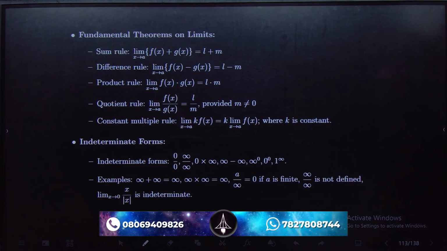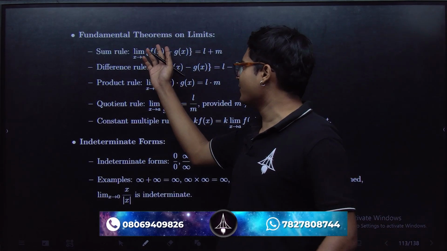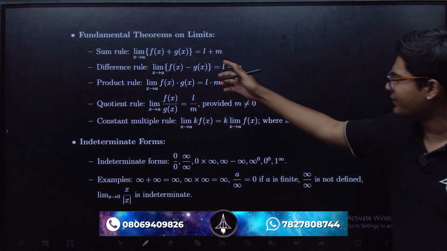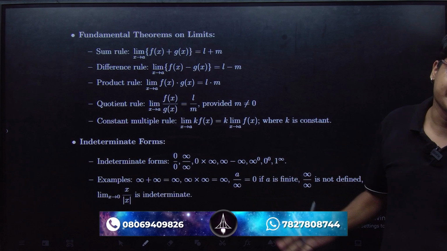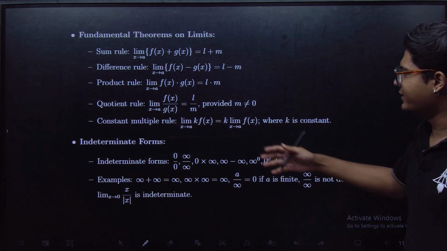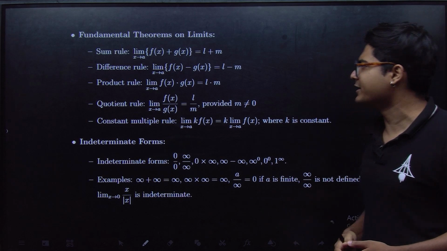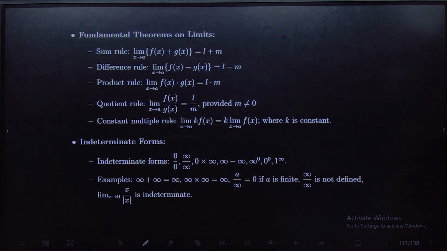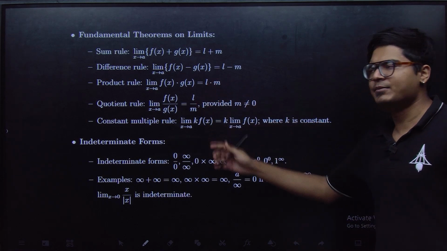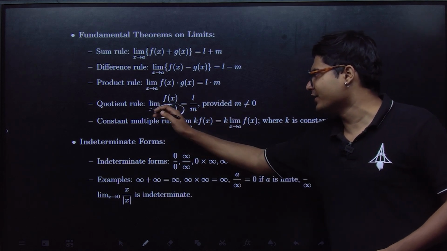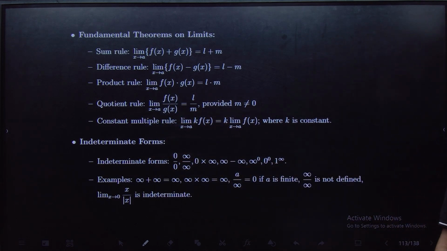The fundamental theorems: the sum rule. If you take the limit of the sum of two functions f(x) and g(x), then it's nothing but the sum of the respective limits, right? Similarly, for the difference, limit x going to a of f minus g is L minus m, where the individual limits are L and m respectively. Same goes for the product rule, so you'll get L times m. The quotient rule is going to be L by m, given that the limit of the function in the denominator is not equal to 0, right?